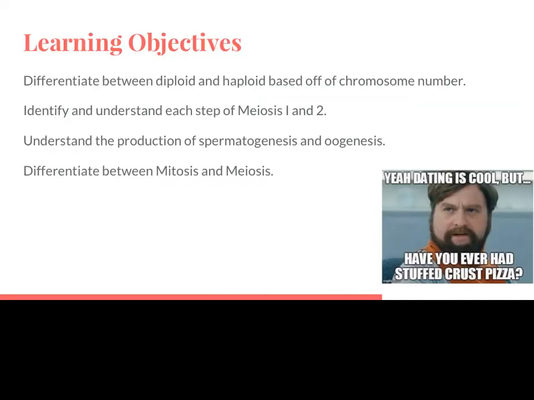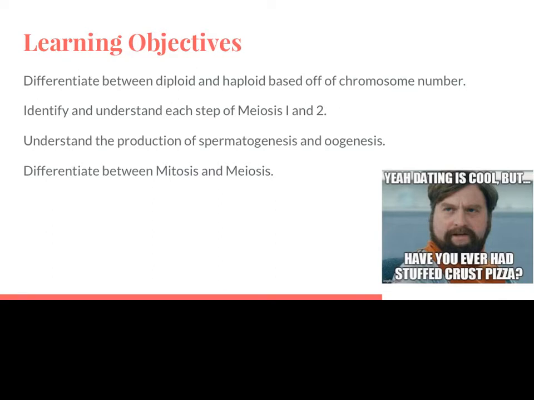So as always, I like to throw a few learning objectives up. Don't need to write this down, but as you progress through these notes, you should be able to differentiate between the word diploid as well as the word haploid based off of the number of chromosomes. From there, you're going to identify and understand each step of meiosis 1 and 2. So it's almost like we're going through mitosis twice.